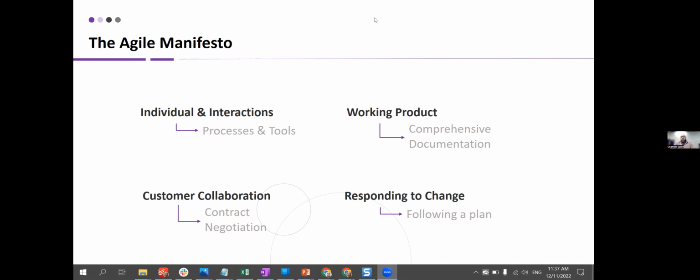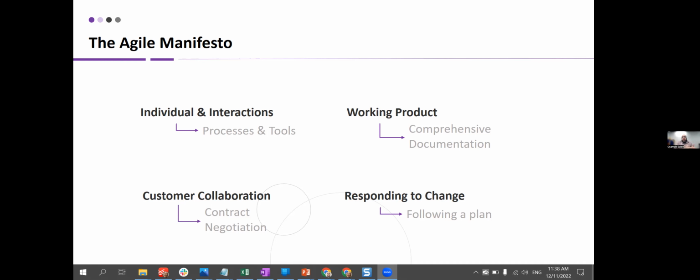Okay, let me start to give you some examples of what we're talking about here. When they're saying individuals and interactions over processes and tools, we've all seen processes where I have to go through sign-off from my lead and from my manager before I can release something to the main branch when it comes to the coding. Or I have produced some documents and the review process is going to take 2 weeks before it's released.